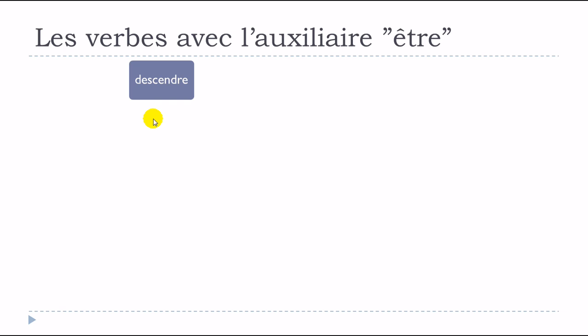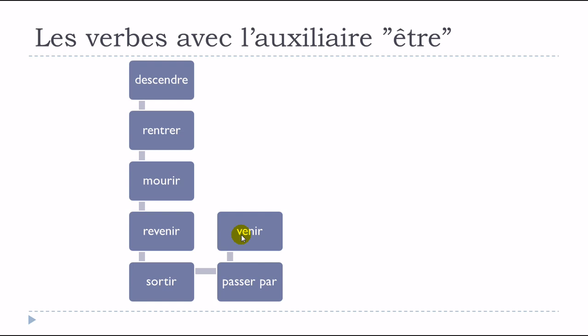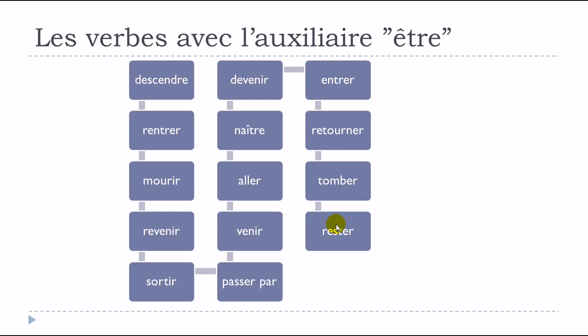The first one is descendre. After that, we'll have entrer. Then mourir, revenir, sortir, passer par, venir, aller, naître, devenir, entrer, retourner, tomber, rester, arriver, monter, partir. And that's it.